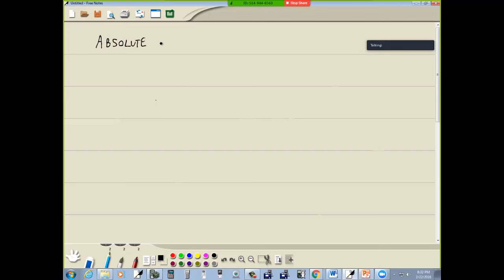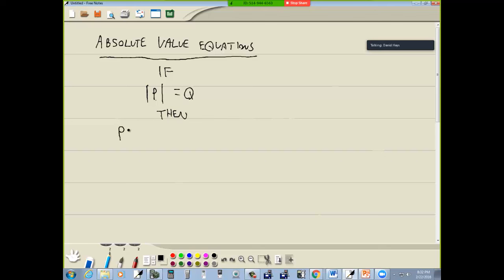So our absolute value equations says if you have the absolute value of something is equal to something else, then we drop the absolute value bars, we set it equal to positive the other side, and we drop the absolute value bars and we set it equal to negative the other side.